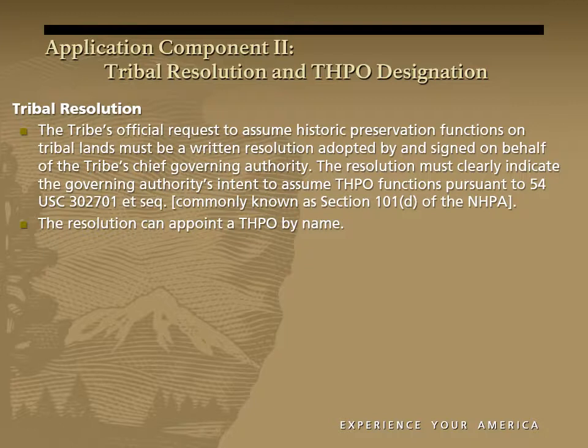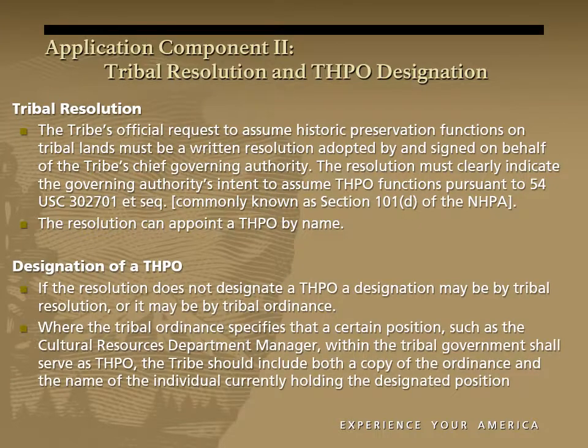If the resolution also designates by name an individual as the Tribal Historic Preservation Officer, no further information is necessary. If the resolution does not designate the THPO by name, the tribe must include separate documentation of the designation of a THPO. That designation may be done through tribal resolution, or it may be by tribal ordinance.